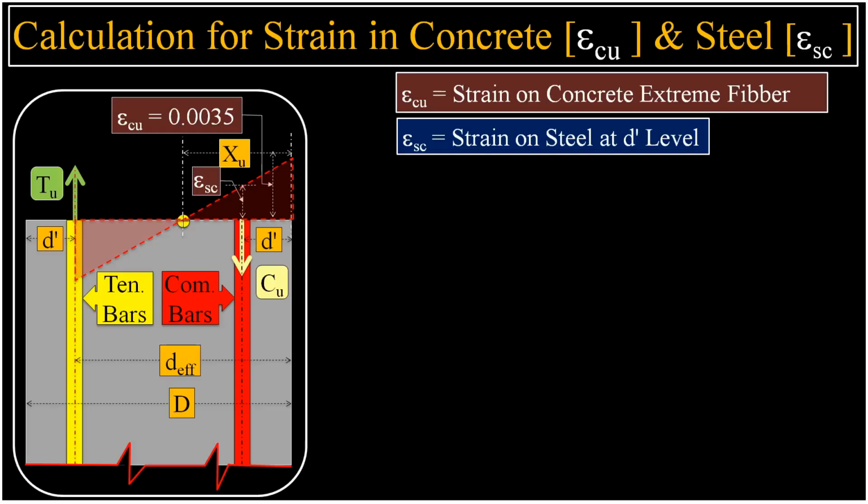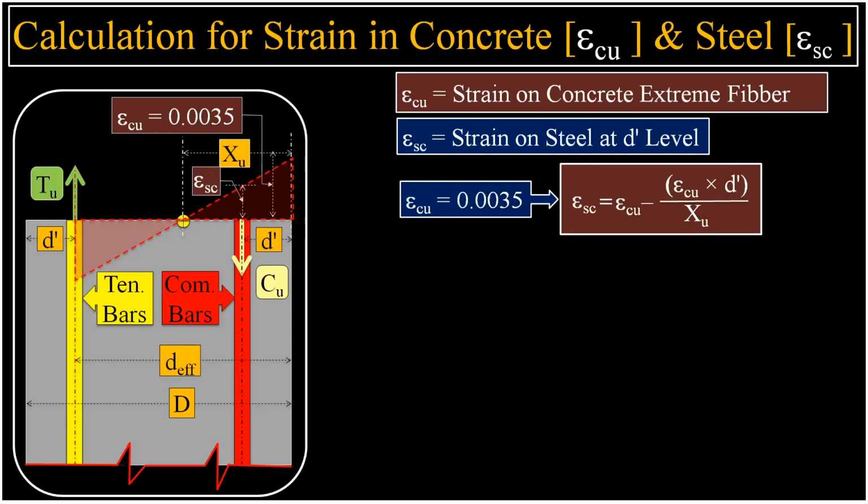We assume the strain distribution is linear, meaning it varies uniformly from this maximum value down to the neutral axis. The strain developed in the steel reinforcement, epsilon Sc, is found using the geometric principle of similar triangles. The relationship is set up using the extreme concrete strain, epsilon Cu, the depth of the neutral axis, Xu, and the effective depth, D effective. This allows us to calculate epsilon Sc at the steel bar level.